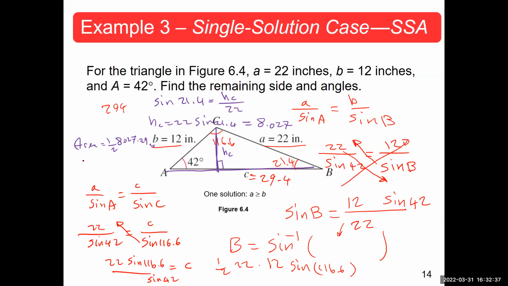Pick up another one. Another edge. A and C. So half 22 multiplied by 29.4. What's the angle between them? Sine of 21.4. That's it. So it's pretty easy. You pick up any two edges, you multiply them, divide by 2, then multiply. Don't forget sine of the angle between them.